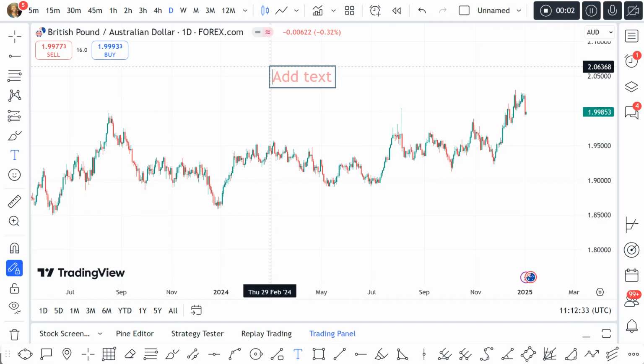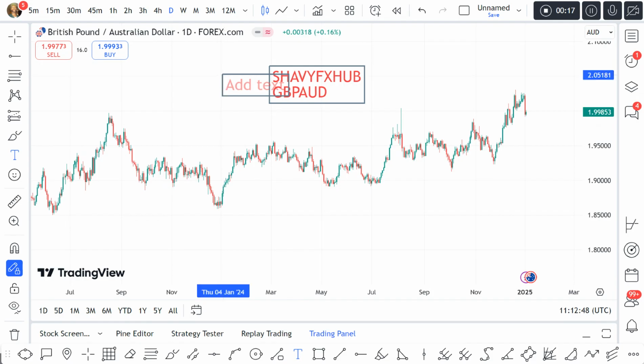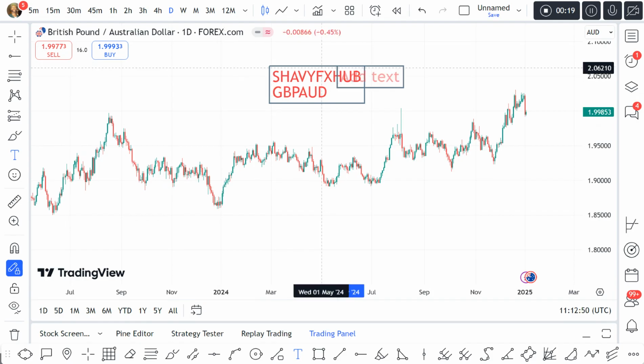GBP AUD on daily time frame. We want a clear directional bias. We have looked at the monthly time frame, the weekly time frame, and we are getting a buy signal.